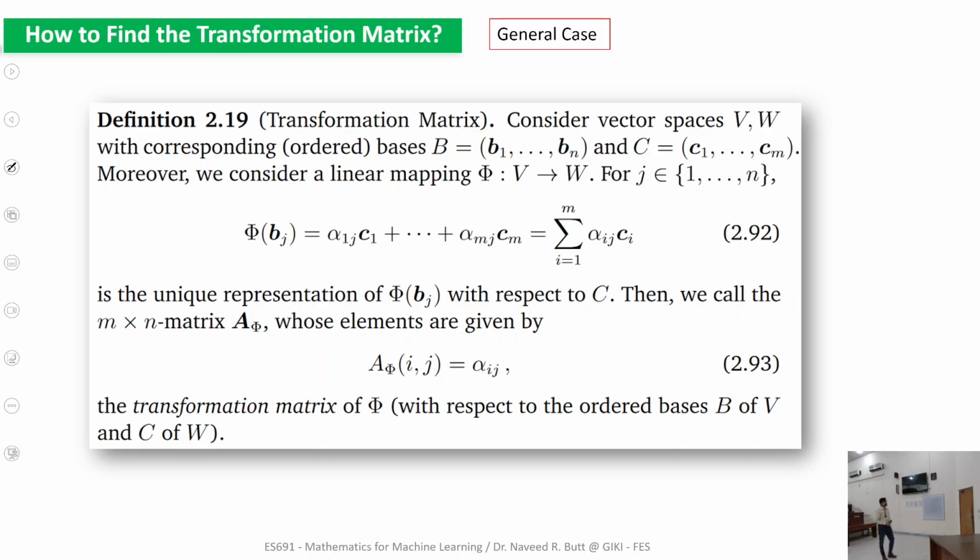Let's say we have vector spaces V and W, दो vector space हैं. Now V is represented in basis B. अभी हमने किया था standard to standard, फिर non-standard to non-standard. अब ये है non-standard to another non-standard.